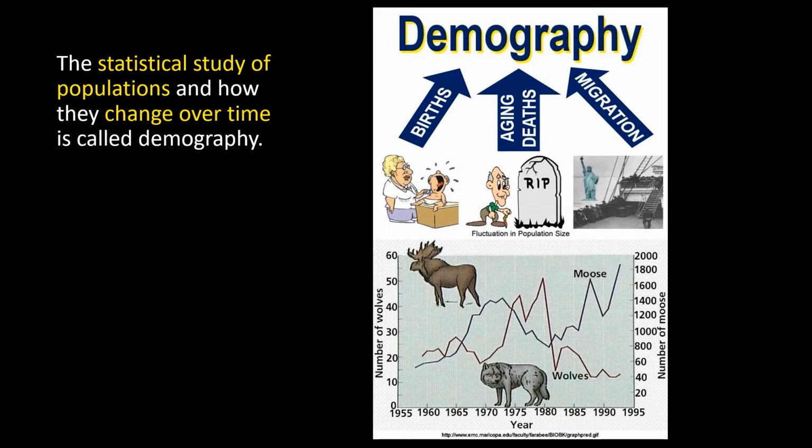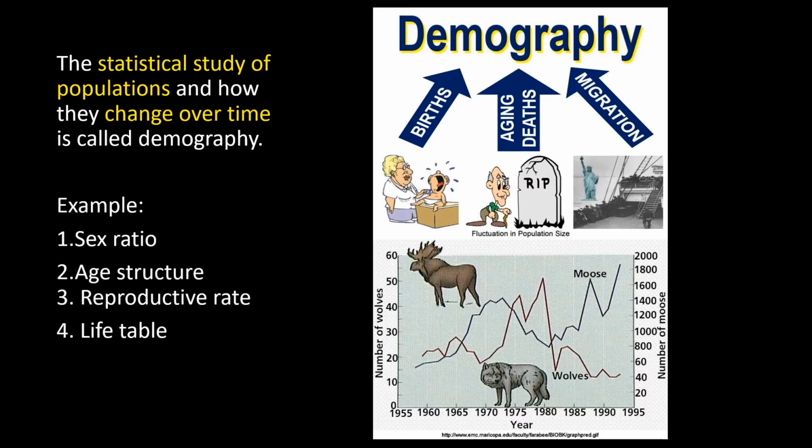There are many factors that can cause changes in population, such as forest fire, disease, natural disasters, and all these factors can affect population size, whether increase or decrease in populations. So, to understand how populations respond to these changes, demographers use statistical methods to describe population. For example, demographers use statistical methods to describe sex ratio, age structure, reproductive rate, and also life table of a population.